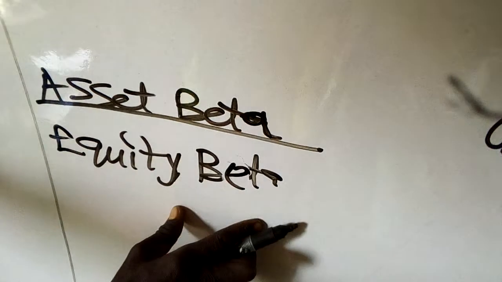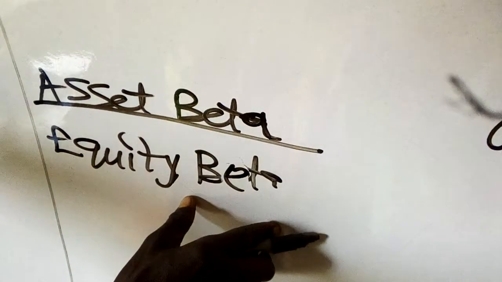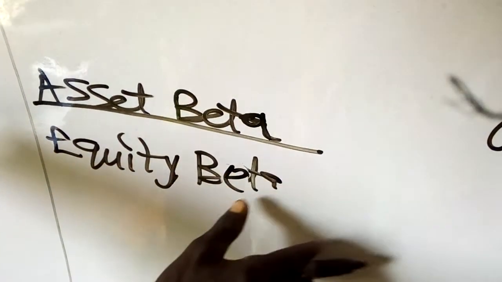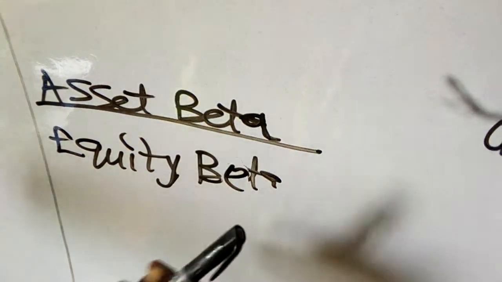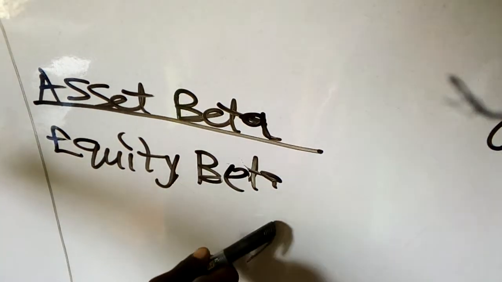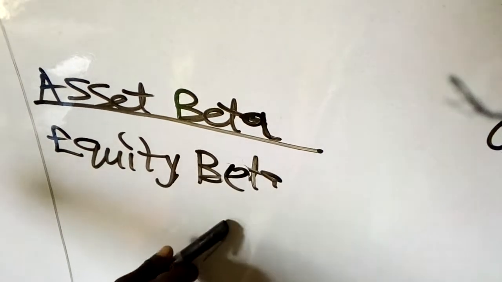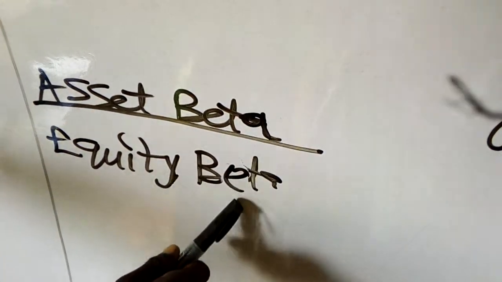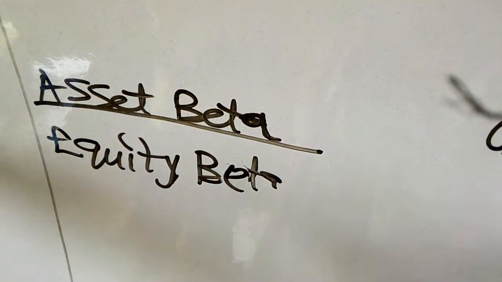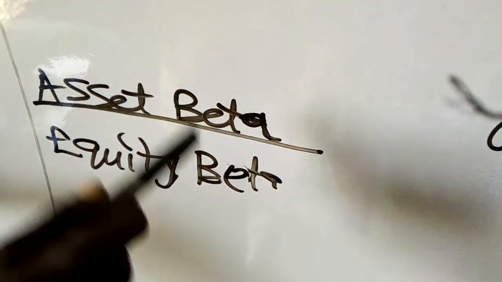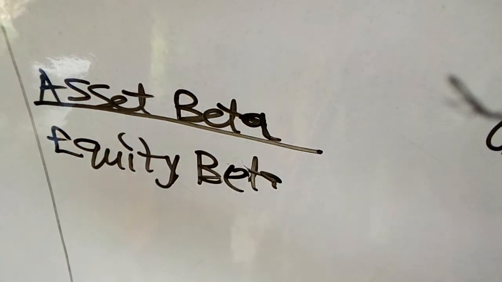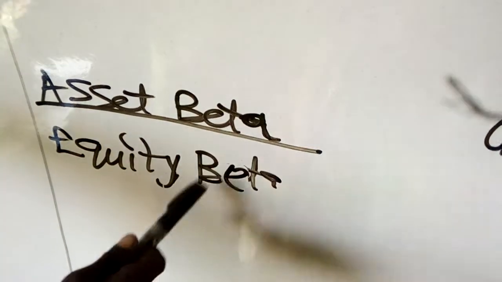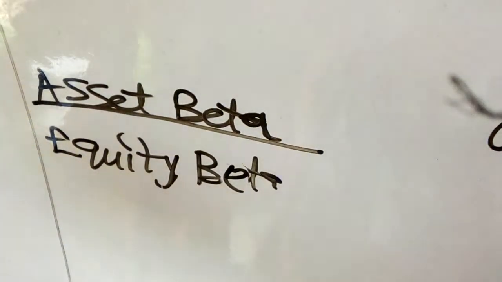Equity beta reflects the systematic risk of the business area and the company's specific financial structure. It is the beta factor of a company that allows for both business risk and financial risk.